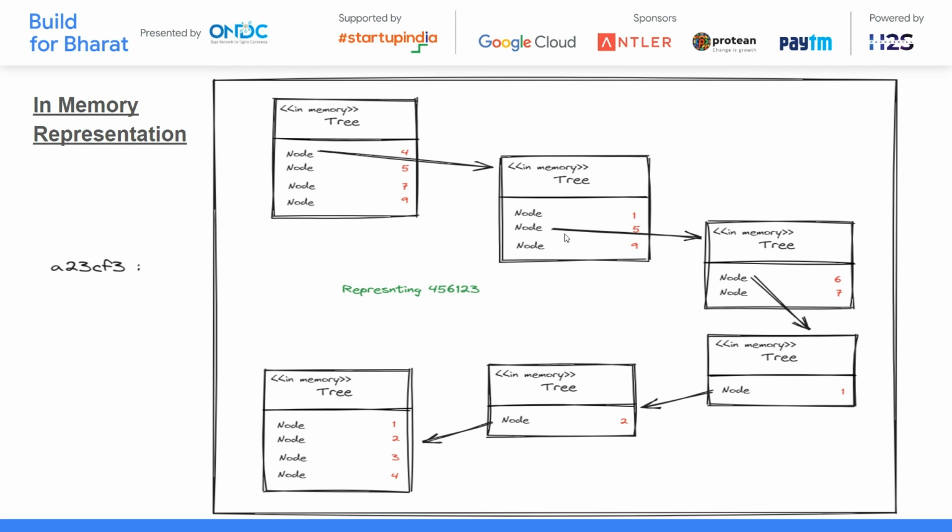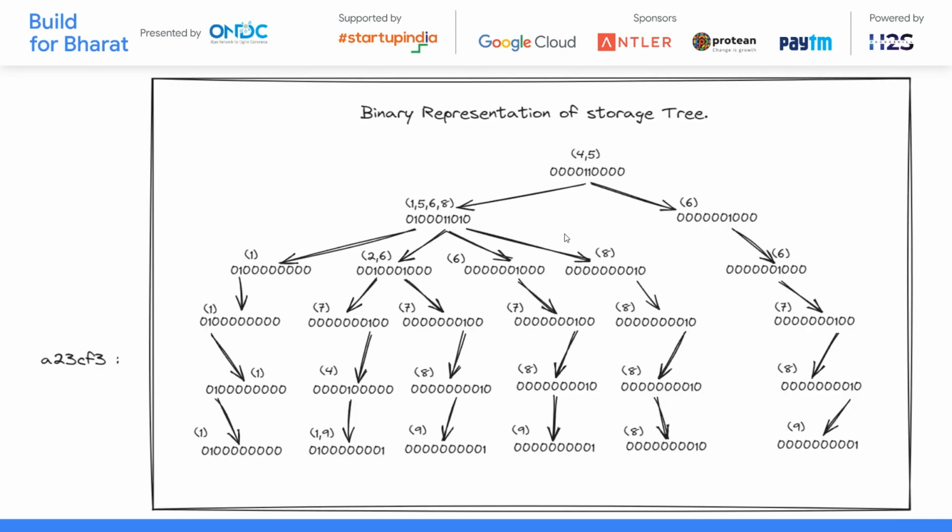This is how the tree is stored in memory while the program is active, in RAM. But when we want to store this in a database, we have to convert this into binary, and then we will convert that binary string into ASCII characters. So this is our binary representation.